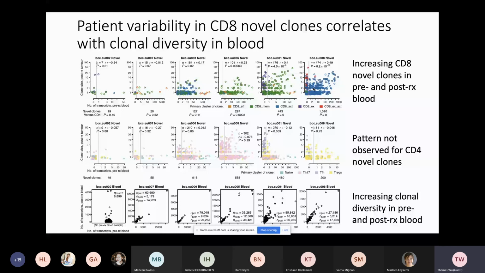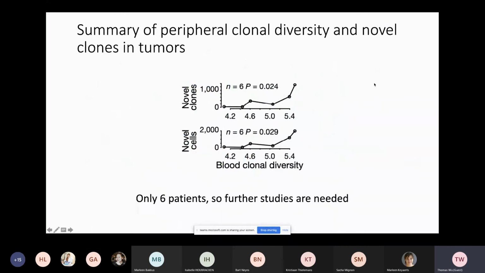And we can show this over all 6 patients. Of course, there are only 6 patients, a limited number, so we need more studies. But if you do a measurement of the clonal diversity and the number of novel cells and novel clones, you do see this relationship. So in other words, it does appear that clonal diversity in the blood is what's driving the presence of novel clones in the tissue.